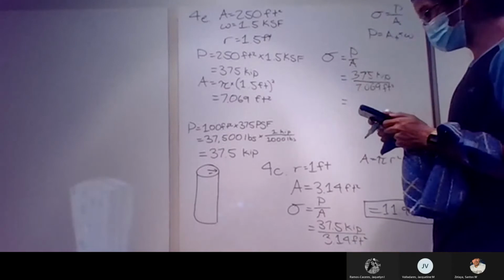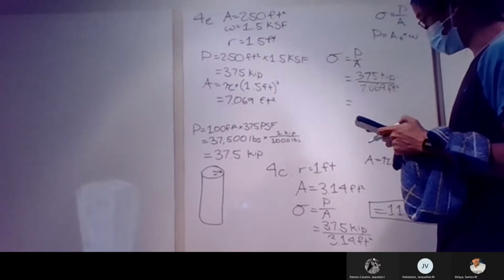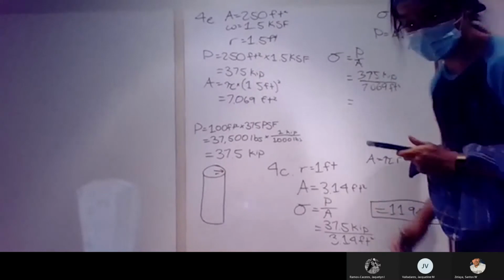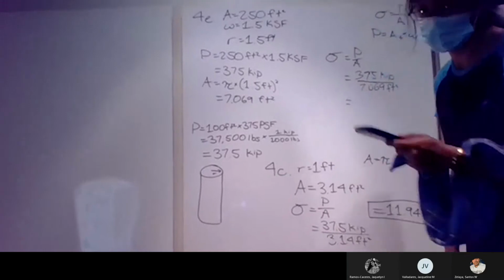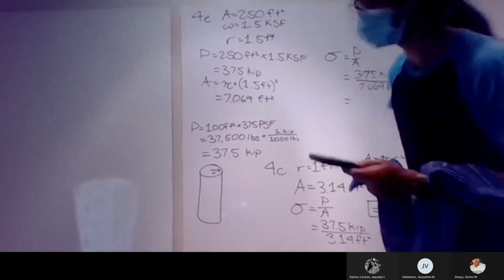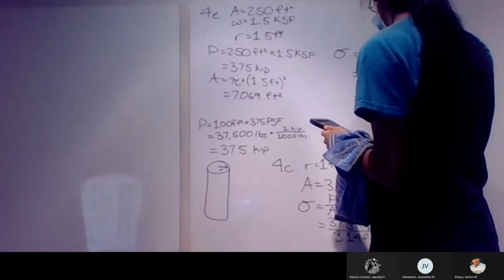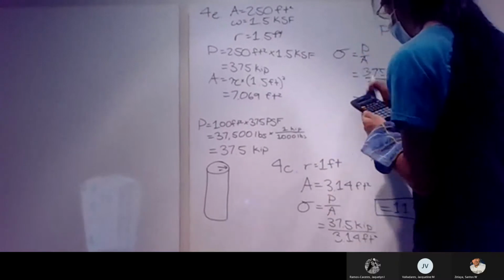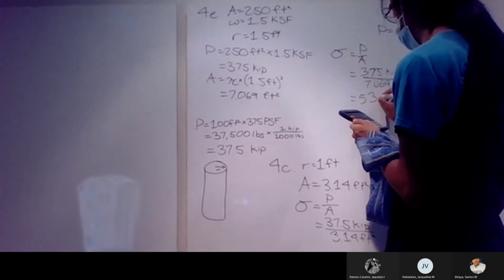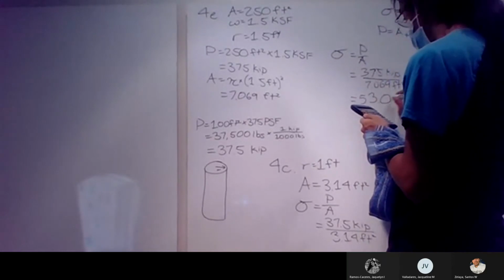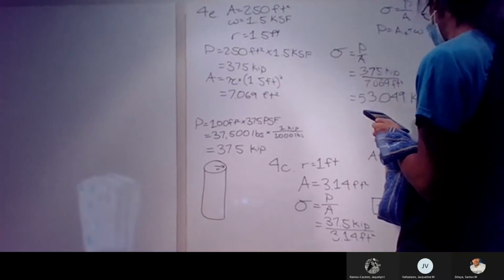All right, 375 divided by 7.069, and we should end up with, that looks good, that's about right, 53.049 KSF.